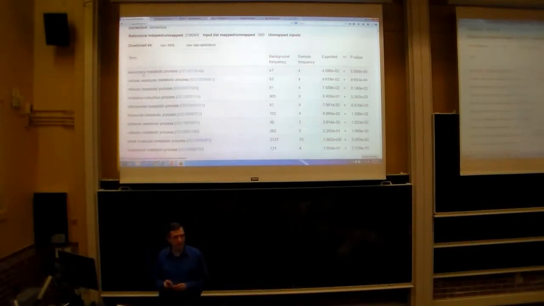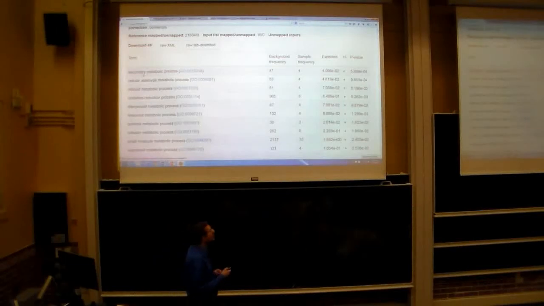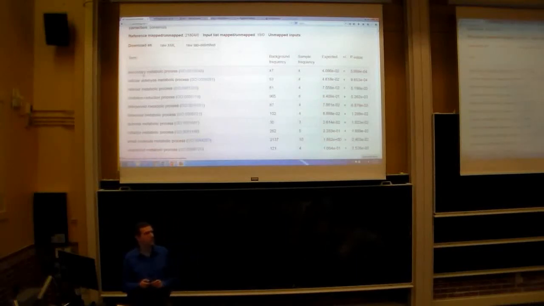Yeah. What does the plus and minus column represent? So the plus and minus, actually, I'm not 100% sure. It's maybe saying that this is whether it's a positive or a negative association. So if it's overrepresented or underrepresented, I'm actually not completely sure about that. Any other questions?